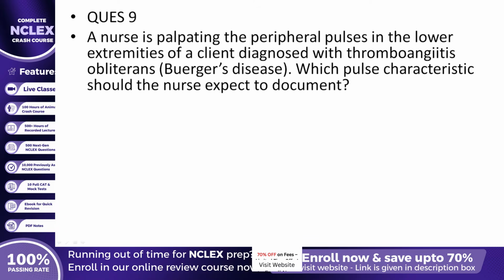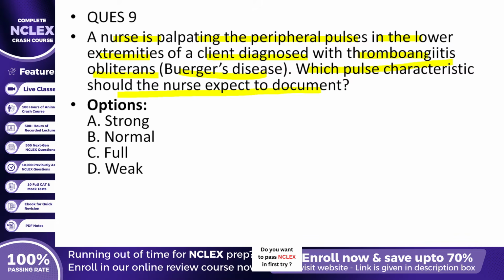Gliding ahead into another critical vascular nursing concept, let us focus on a clinical assessment that often reveals a key diagnostic clue. A nurse is palpating the peripheral pulses in the lower extremities of a client diagnosed with thromboangiitis obliterans, also known as Buerger's disease. The question asks which pulse characteristic the nurse should expect to document. The available options are A. Strong, B. Normal, C. Full, and D. Weak. The correct answer is option D, weak.